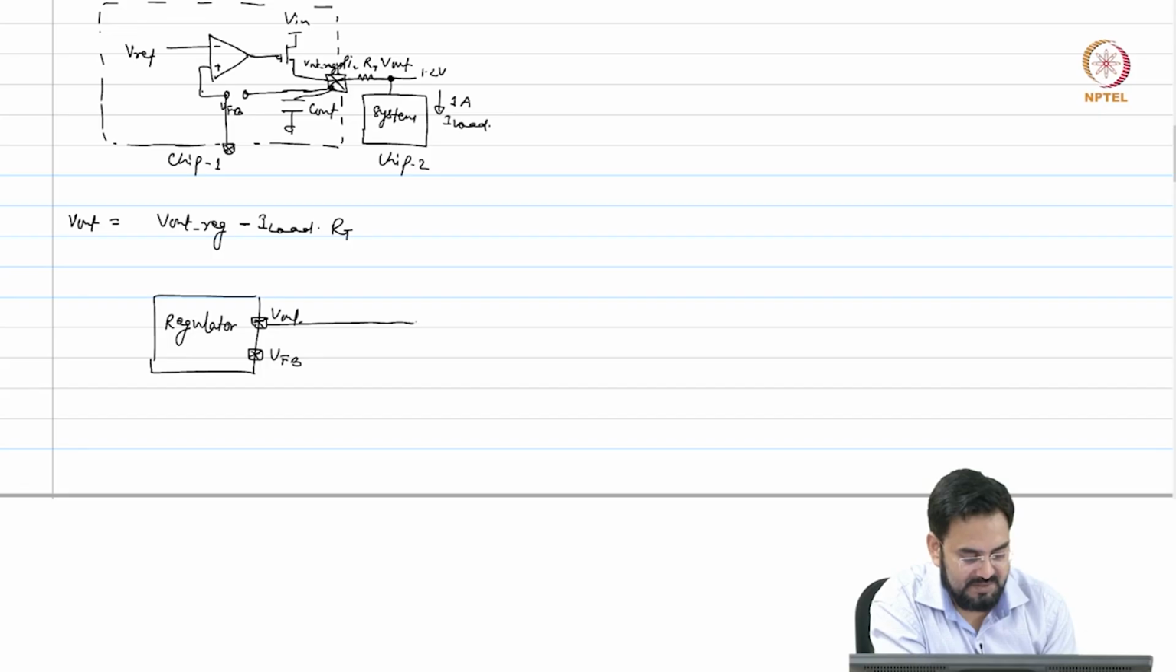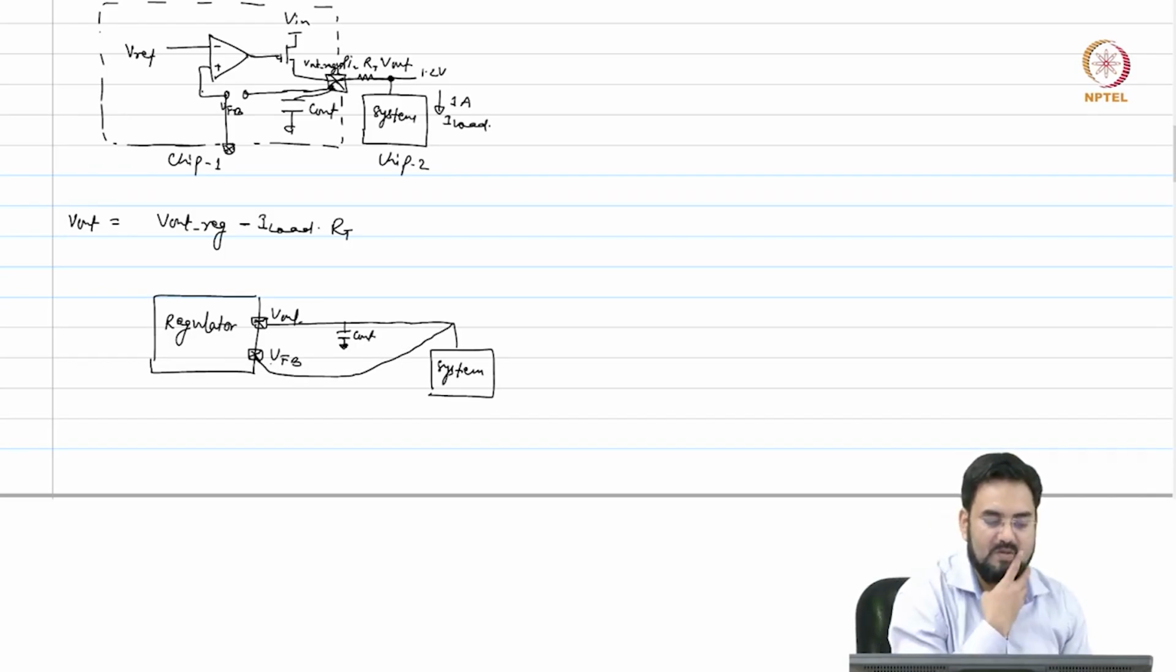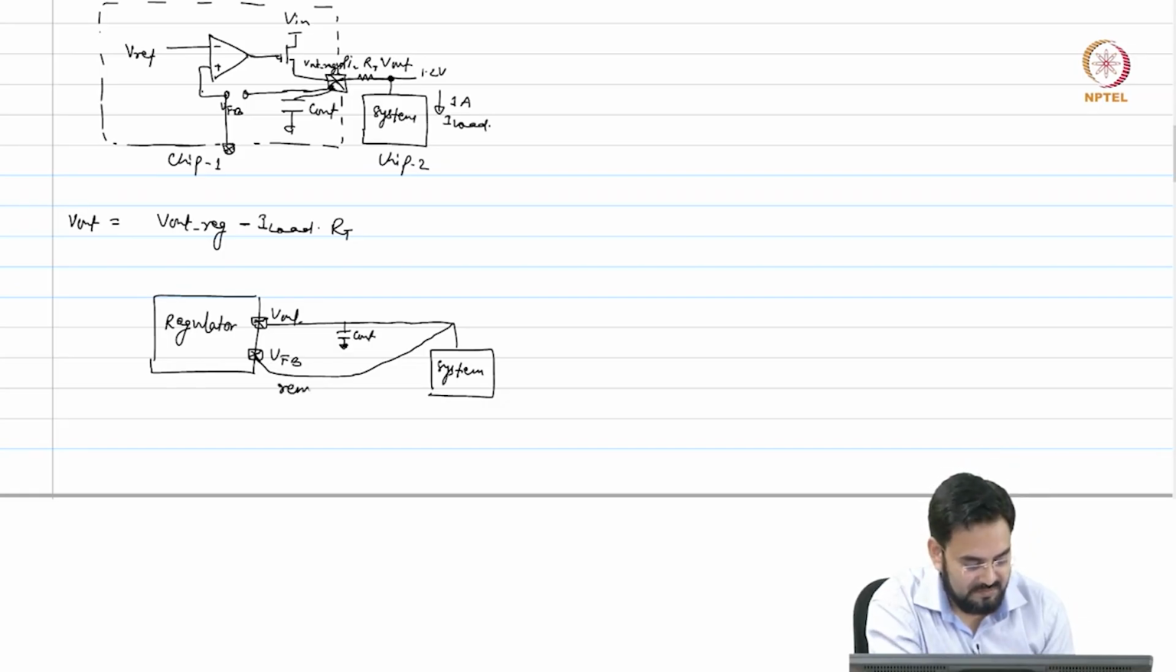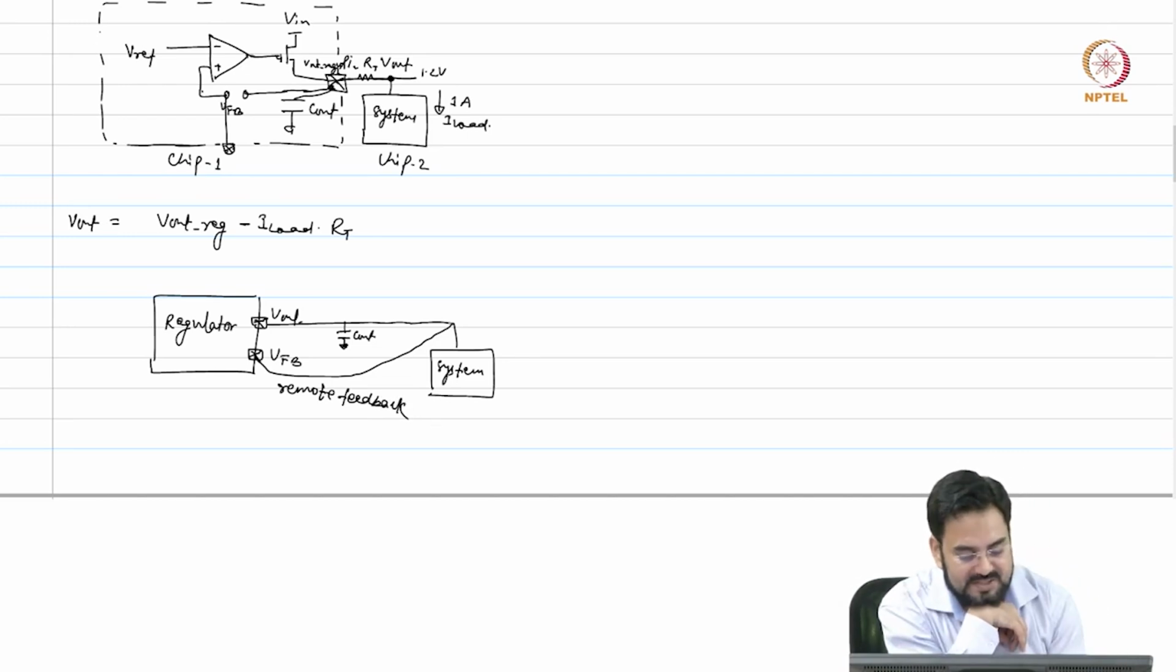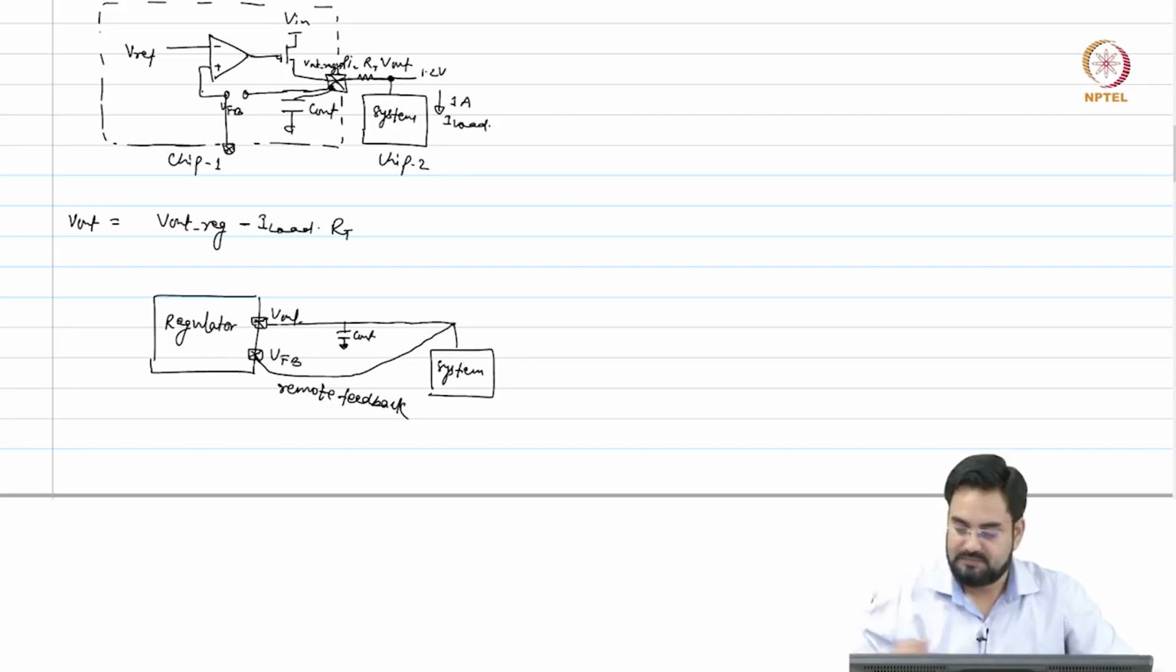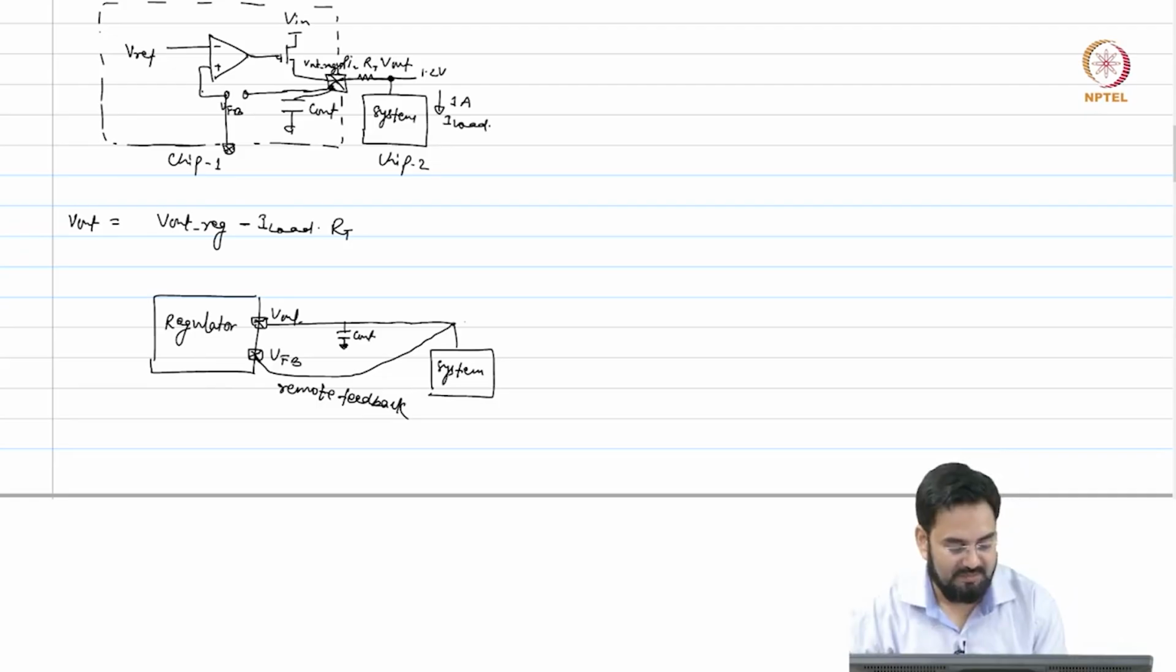So now again do the same thing. You have your system cap and take the feedback from here. This is your remote feedback. So what is happening here? So what will be the voltage V out, the local voltage at the regulator now? No, this will be 1.2, I know this V out, and this is your V out reg.